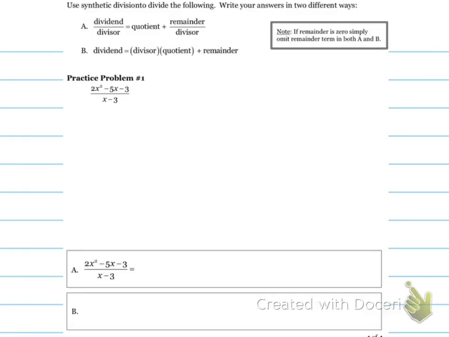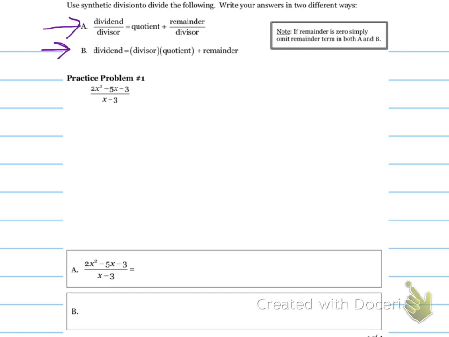Chapter 3, Introduction, is a review of synthetic division and factoring. So after we synthetically divide the next 5 problems, we're going to write it in 2 ways, as you see up top here. This is part A and part B. We're going to write them both ways.